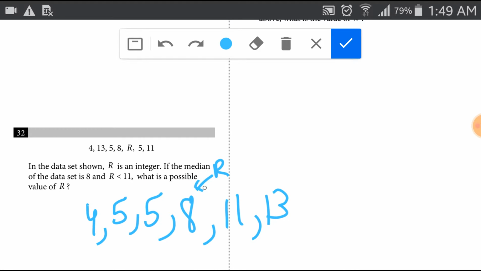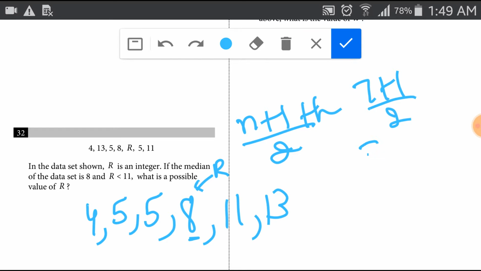Now, they're saying what is the possible value of R, given that 8 is the median. So if 8 is the median, notice we have 7 values. So there's a shortcut to finding the median. That's the (n plus 1) over 2th value. So if you have 7 terms, the median would just be (7 plus 1) over 2, which is just the 4th value. So in this case, right now the 4th value is 8.